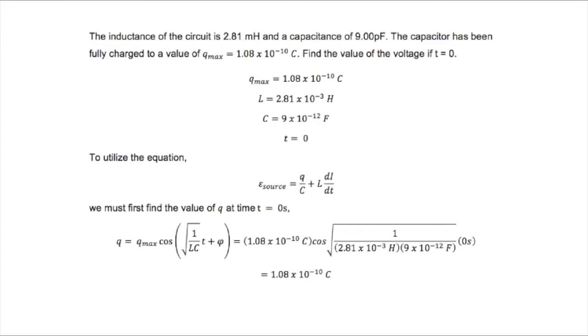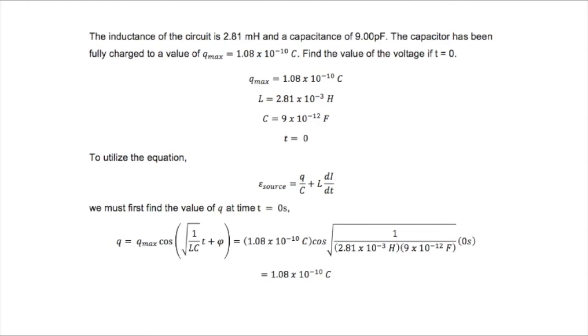And it says that the inductance of the circuit is 2.81 millihenries and the capacitance is 9 picofarads. The capacitor has been fully charged to a value of Q max equal to 1.08 times 10 to the negative 10 coulombs, and we're asked to find the voltage at t equal to 0.